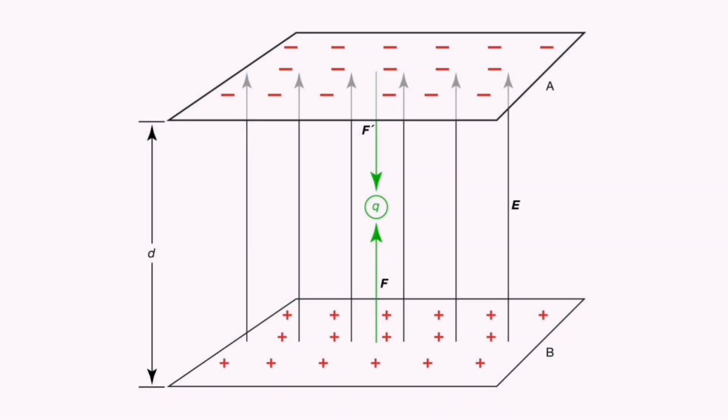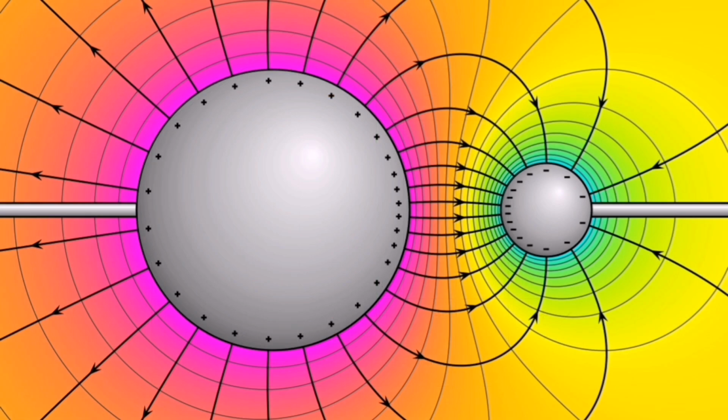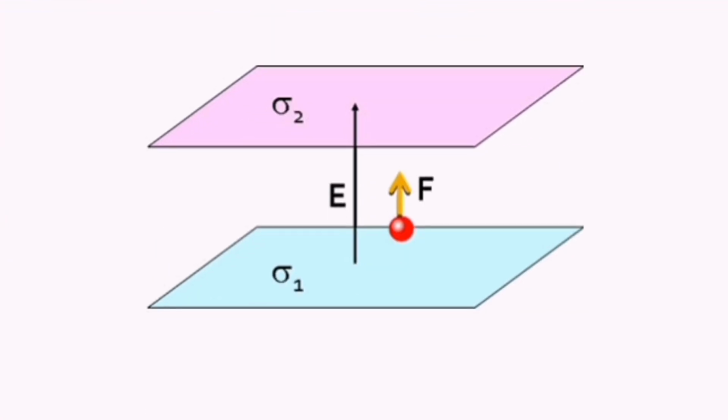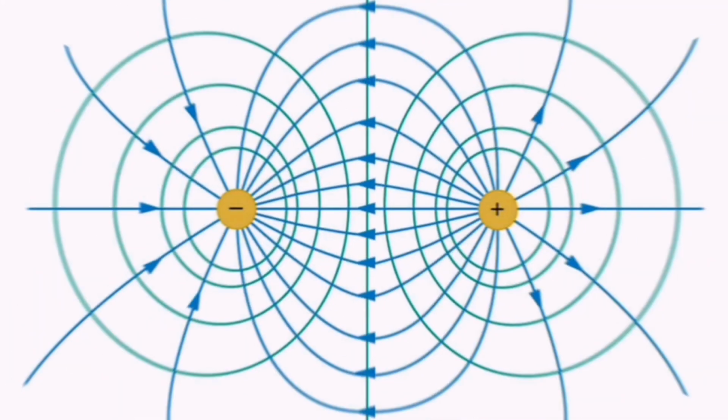It's important to note that electric potential is a scalar quantity. It only has magnitude and no direction, unlike electric fields, which are vector quantities. This distinction is crucial for understanding other electrical phenomena, from how batteries work to the dynamics of circuits.